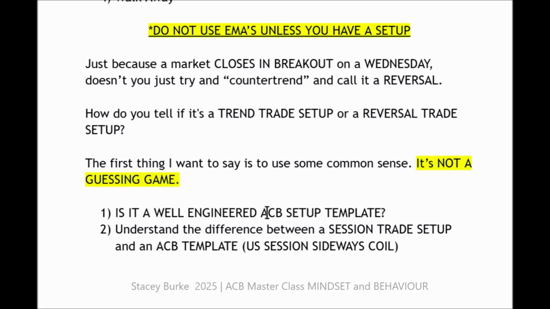Well-engineered ACB setup template, but understand if it's a session trade setup versus an ACB US session sideways coil. If you have a sideways session coil that's an ACB setup in Asia or London, which we can get on Asian cross pairs or London cross pairs, those trade setups may also not come back, but we will have a sideways coil with our EMAs all lined up.